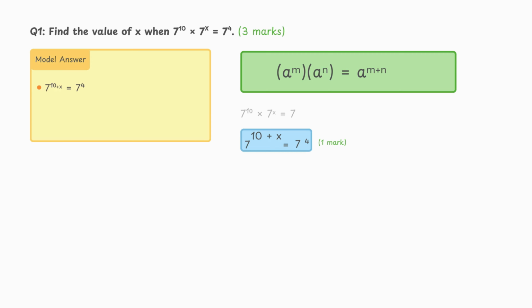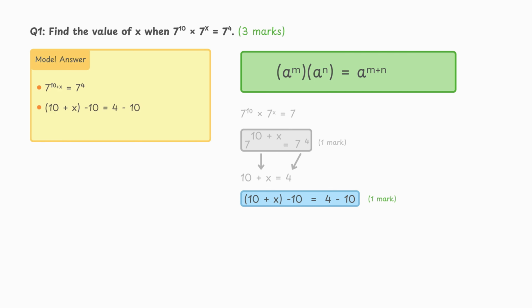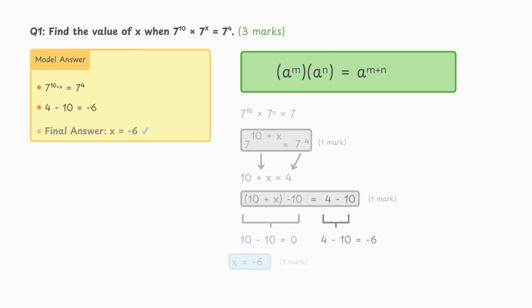This earns 1 mark. Now we equate the powers. 10 plus x equals 4. Next, subtract 10 from both sides. 10 plus x minus 10 equals 4 minus 10. This earns 1 mark. Simplifying both sides, 10 minus 10 is 0 and 4 minus 10 is negative 6, so x equals negative 6. This earns 1 mark.